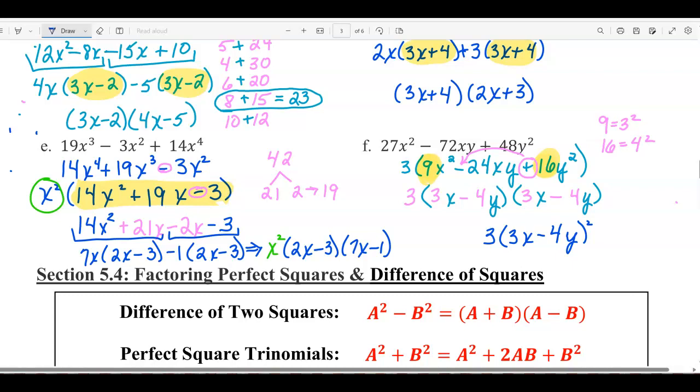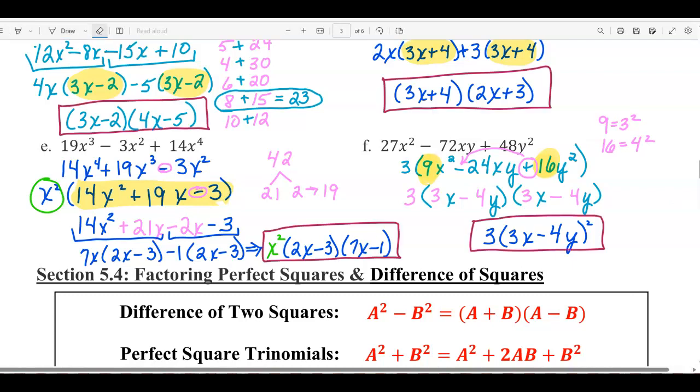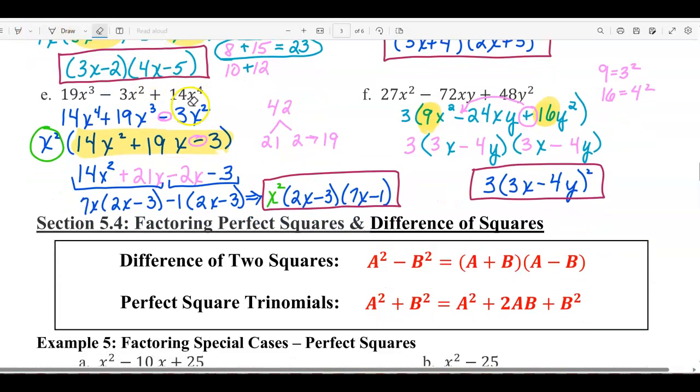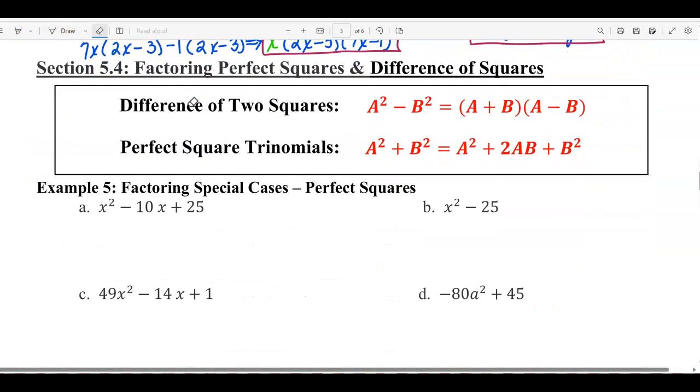In section 5.4, we'll be working on 2 new factoring techniques, and they are called factoring perfect squares and the difference of squares. So let's just look at them. When we look at the word difference, to us, we remember that that means subtract. And when we talk about the squares, again, the squares mean that we can rewrite a number as a value squared.